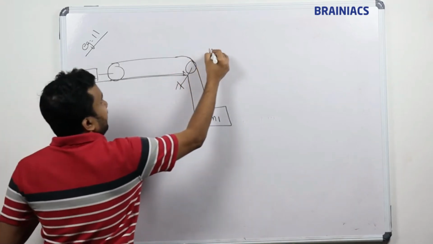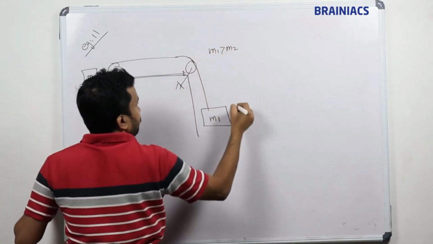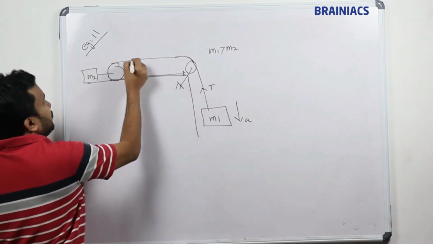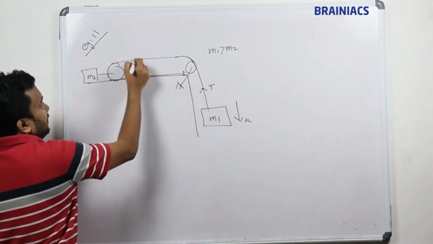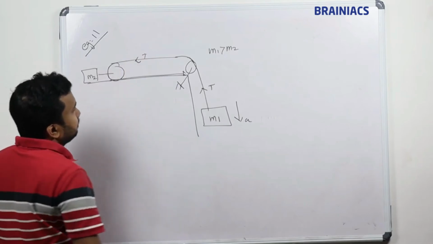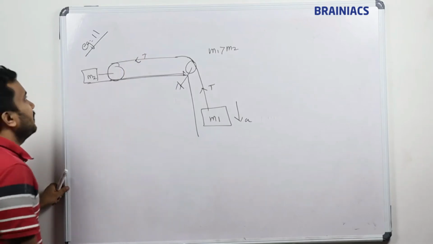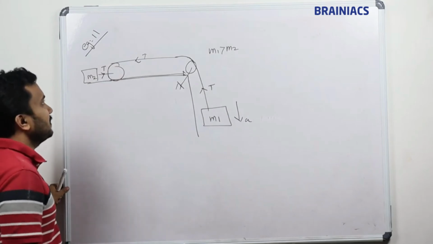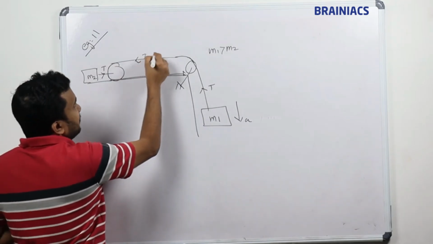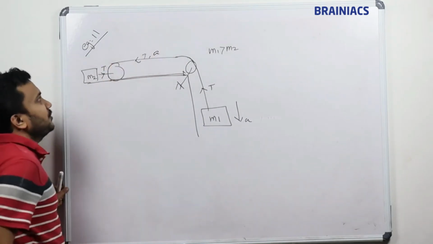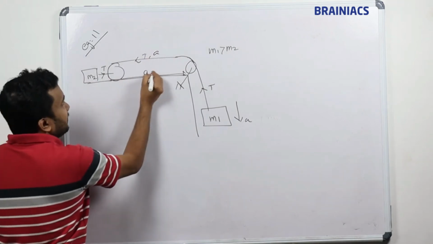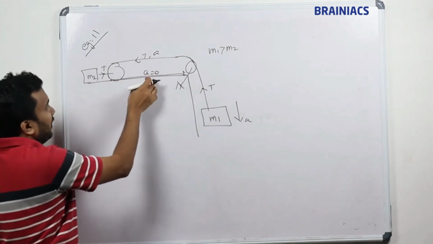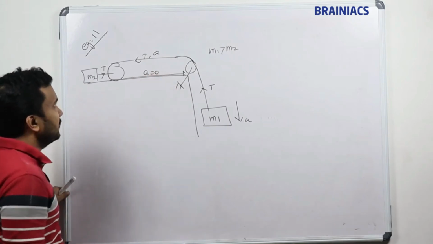I am assuming M1 is greater than M2, so acceleration is like this, tension is like this. The same tension is applicable here also, right? Same tension, T, will be here. And here also the body will have some tension and some acceleration, and this acceleration is conveyed in this rope also. So tension into acceleration will be there. Here acceleration will be equal to 0, so you don't want to consider this rope at all.